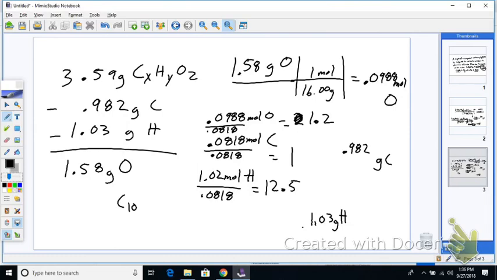C10 H. I'm just doing this in the order of the original equation, CHO. So C H 125. And then O would be what? 12, right? Is that correct? So this times 10 gives me 12. This times 10 gives me 10. This times 10 gives me 125.